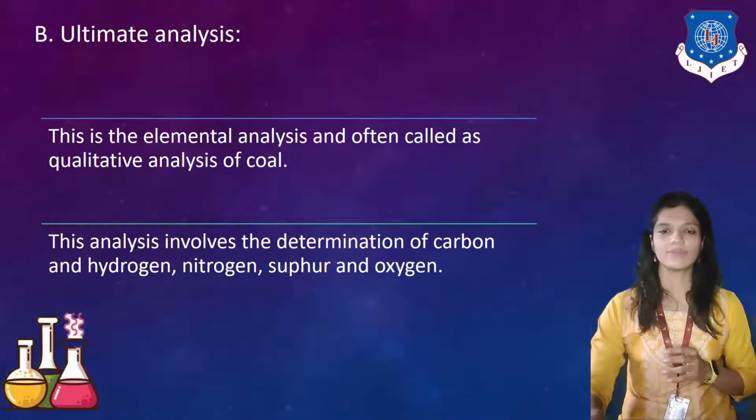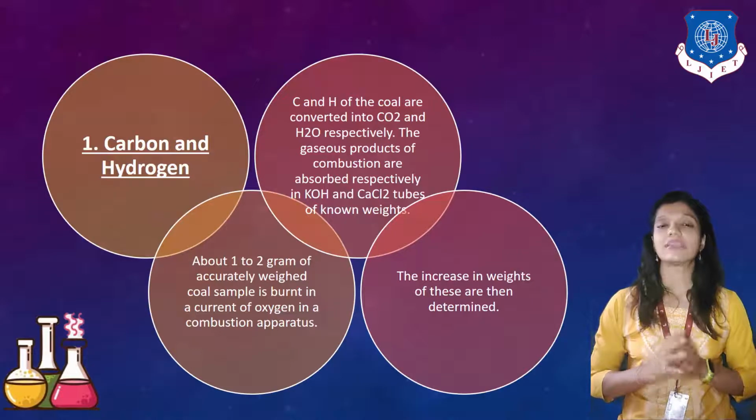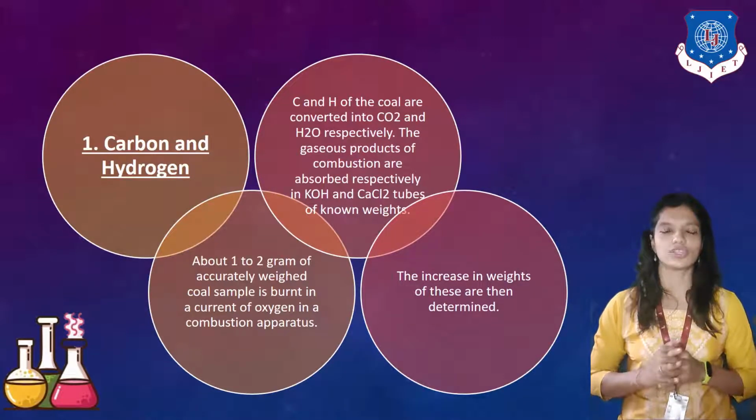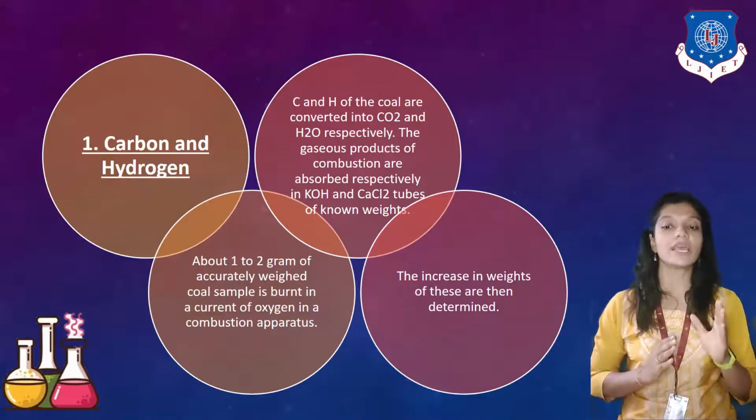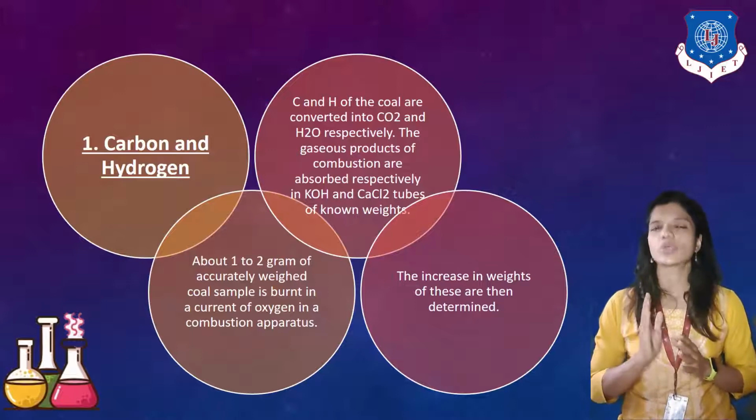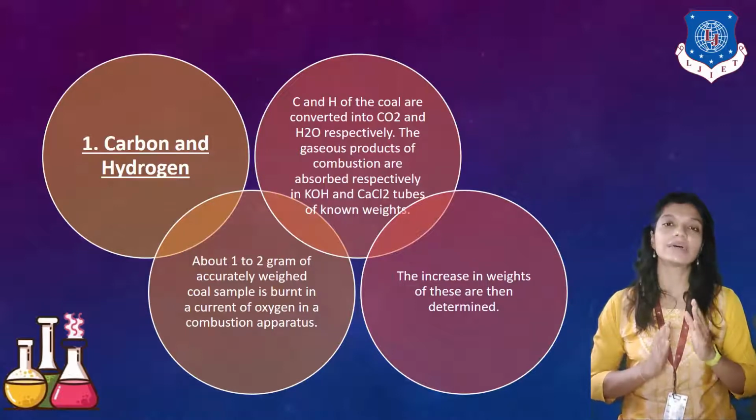The first one is the determination of carbon and hydrogen. What we need to do here is that carbon and hydrogen of the coal are converted into CO2 and H2O respectively, and the gaseous products of the combustion are absorbed respectively in KOH and CaCl2 tubes of known weights. Now let's move ahead with the process of how you can get an idea about the carbon and hydrogen amount present inside the coal sample.